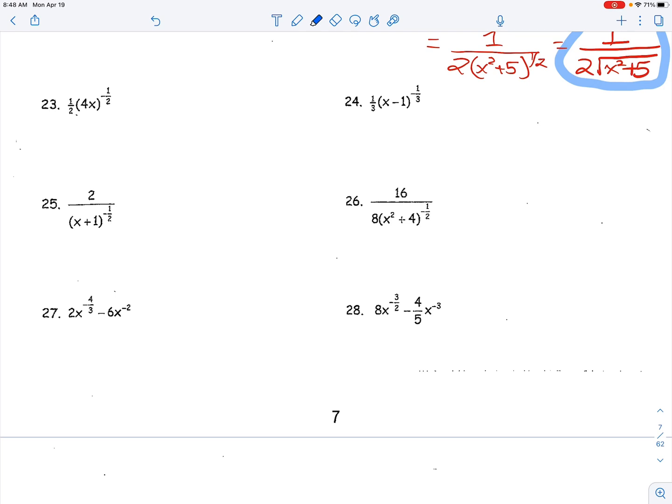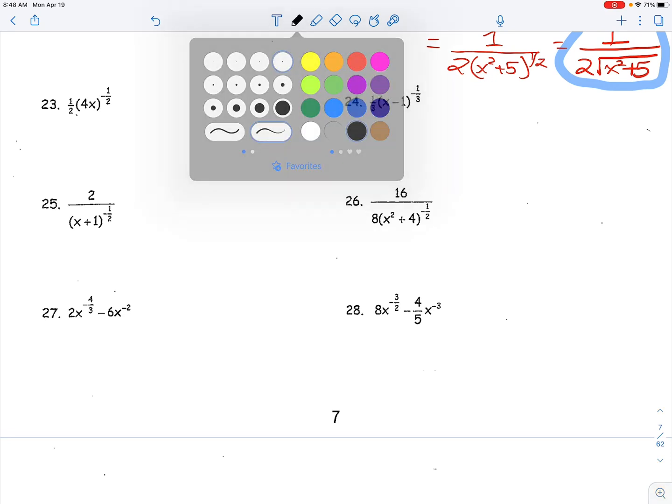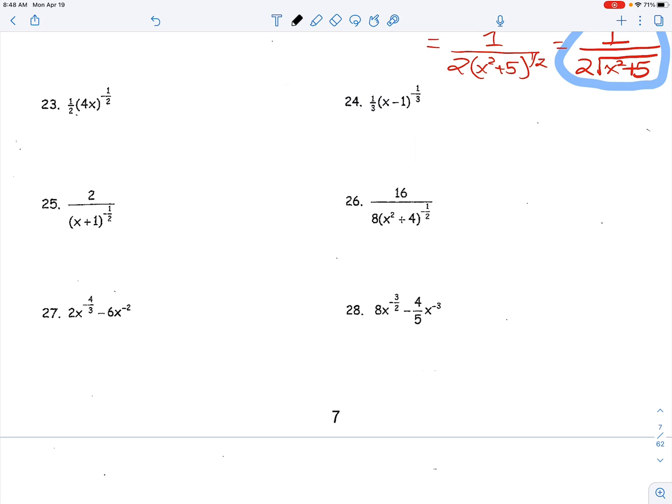Let's jump down here. Those ones are pretty similar. Let's do 27. People, 27. 2x to the negative 4/3 power minus 6x to the power of negative 2. All right, once again, you got negative exponents here. Let's make them positive. Let's do that first. Change the location.